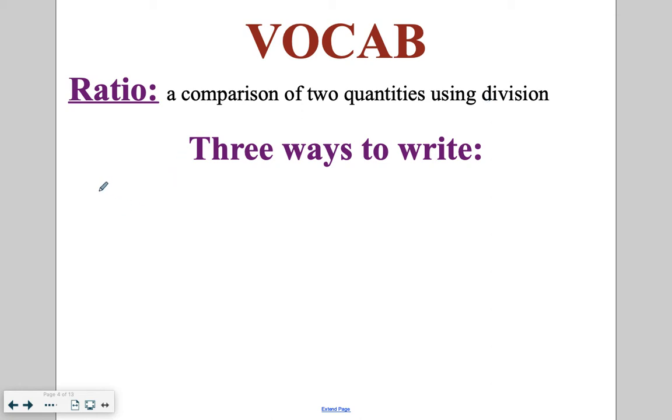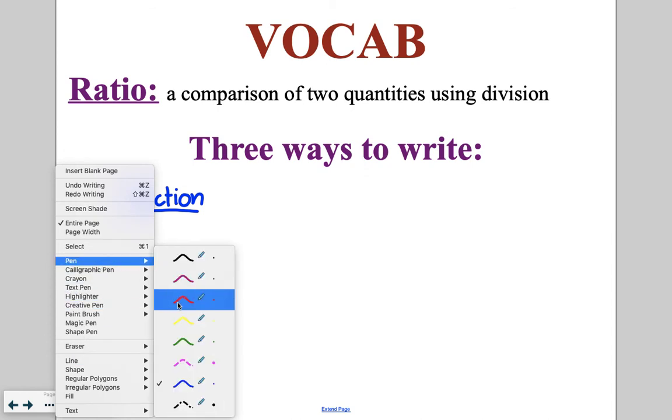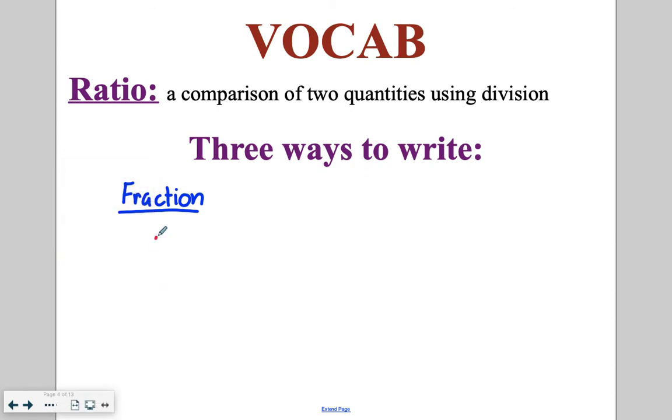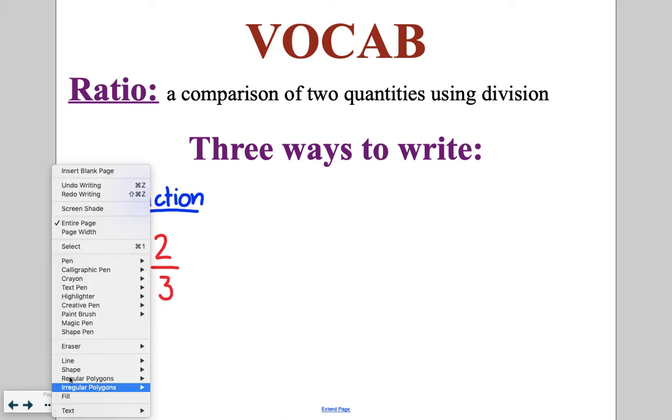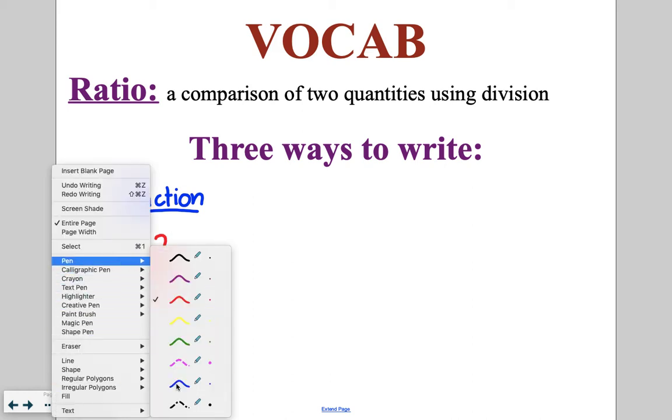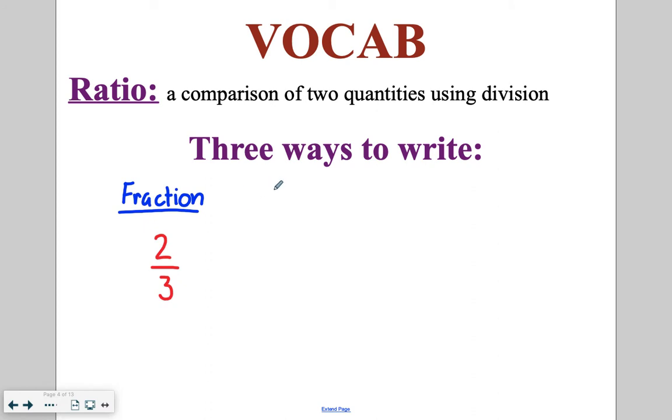There are three different ways to write ratios. The first form that you are going to see, which is the most common form, is a fraction. So if I was talking about a ratio of 2 to 3 in fraction form, that would be written as 2/3.